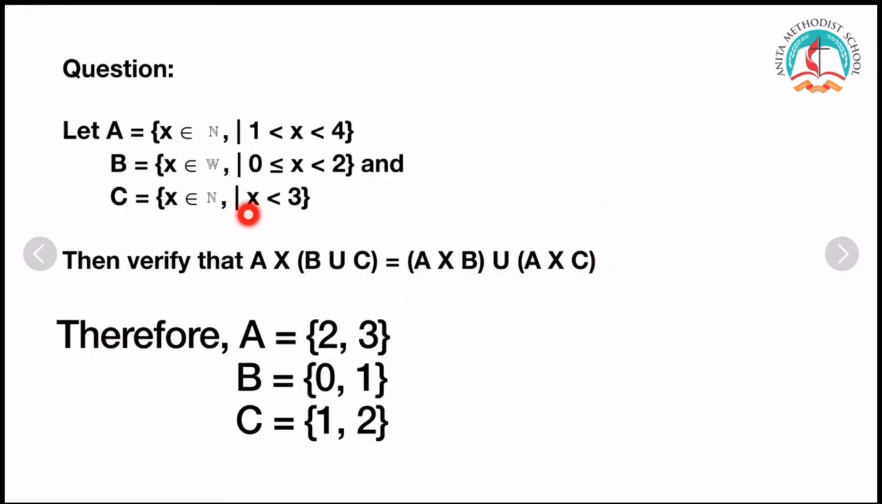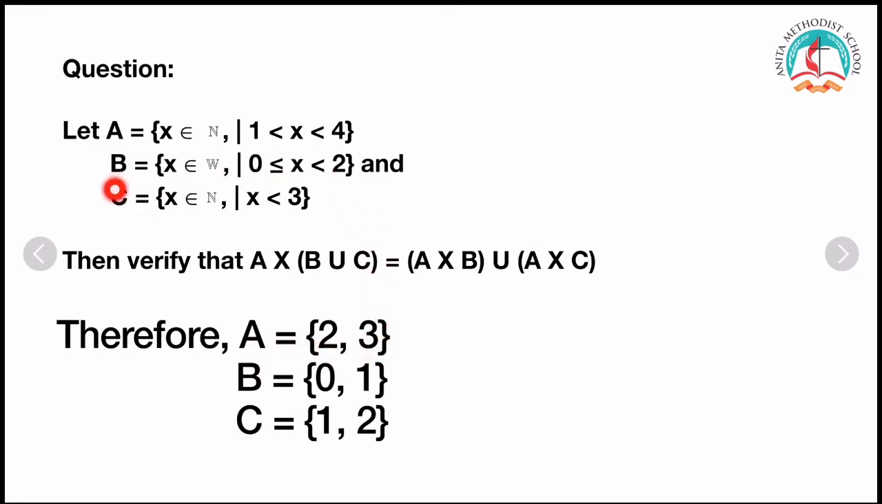So this is in set builder notation, so you can't use this for finding this verification. You have to convert the set builder form to roster form. So how can you convert? Using the conditions given, we are going to convert. Natural numbers start from 1. So 1 less than x less than 4. Between 1 and 4, what are the numbers you will have? 2 and 3. So set A equal {2, 3}.